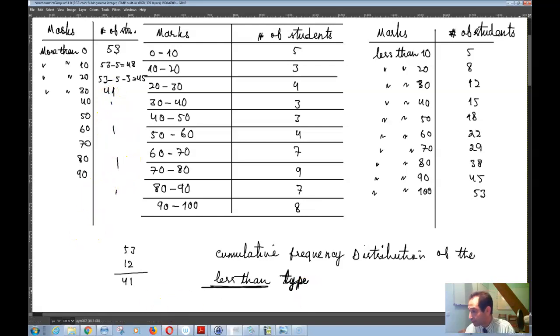So now let's see what we have over here. We observe that all the 53 students have scored marks more than or equal to 0. So this is of course supposed to be more than or equal to. Since there are 5 students over here scoring marks in the interval 0 to 10, this means that there are 53 minus 5 students getting more than or equal to 10 marks.